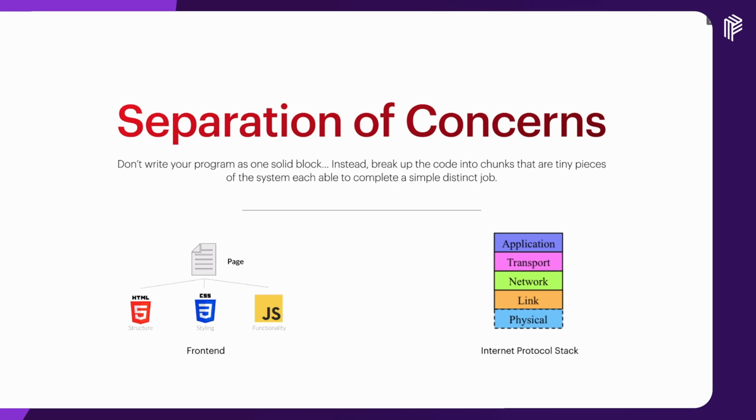The most common example that you'll get is the internet protocol stack. So each layer within the internet should, in theory, be separated from the other layers.